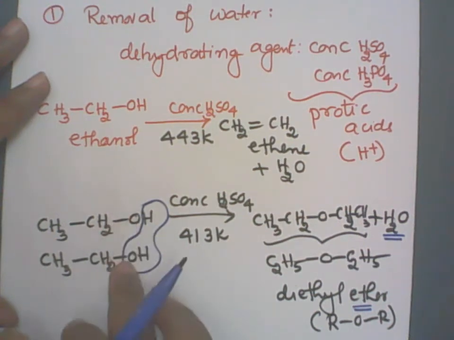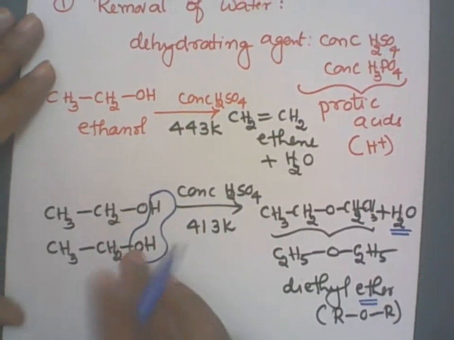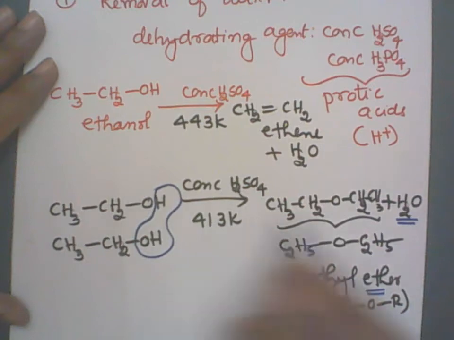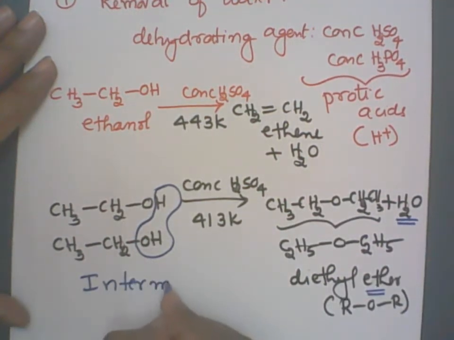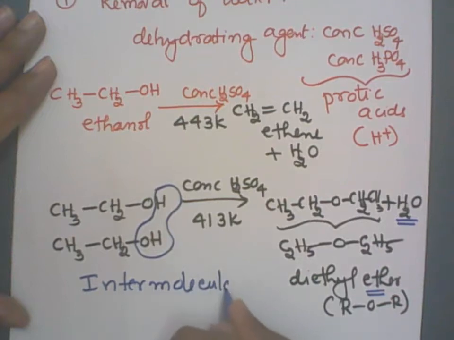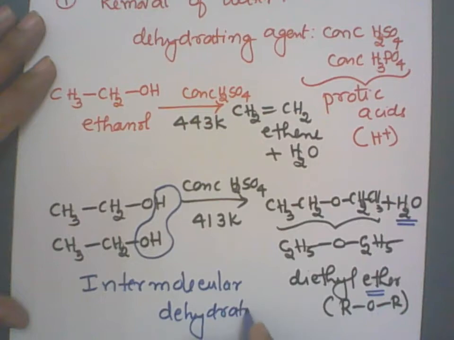Now here in this case, water is being removed using two different molecules, right? Ethyl alcohol molecule, ethanol molecule. Two different molecules are there, so two molecules are required. This kind of dehydration is called intermolecular dehydration.